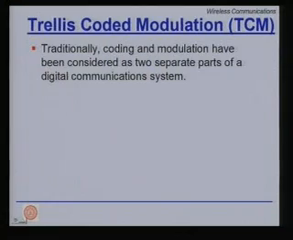So, in 1982, Ungerboeck proposed combining the channel coding block and the modulation block together and optimize them together to come up with coded modulation. And it has been found that the performance of the coded modulation is better than separately optimizing coding and modulation.